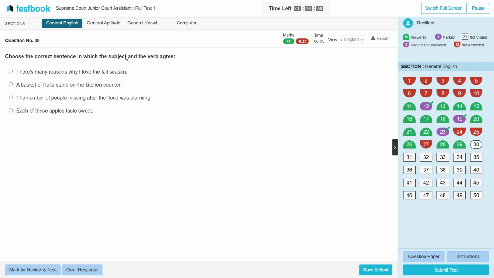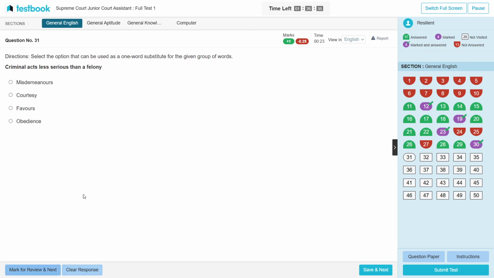Choose a correct sentence in which the subject and the verb agree. There are many reasons. A basket of fruits stands. The number of people missing on the fruit was alarming. Each of these apples tastes sweet. Criminal acts less serious than a felony: misdemeanors.